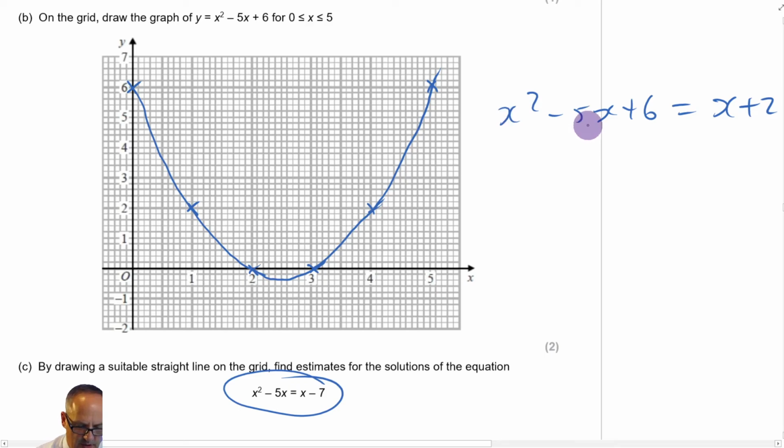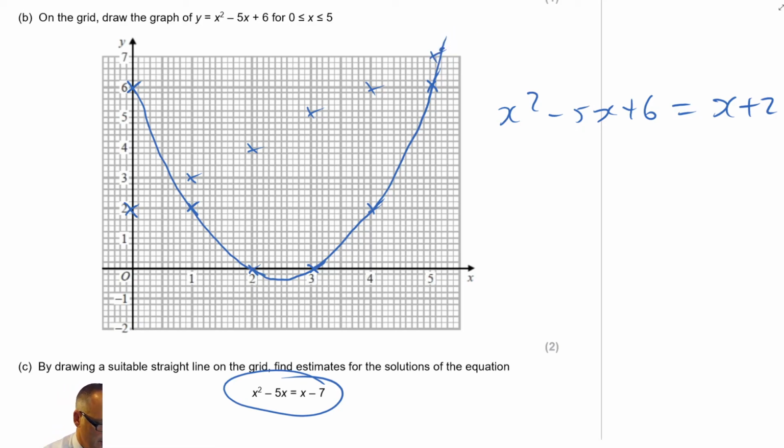I've got x squared minus 5x plus 6, which is this curve, and I want to solve where it equals x plus 2. So I can draw my line y equals x plus 2. It's going to go through the y-axis at 2, and it's going to have a gradient of 1. So go 1 along, 1 up, 1 along, 1 up. 3 will go through 5, 4 will go through 6, and 5 will go through 7, and eventually this is going to cross again here.